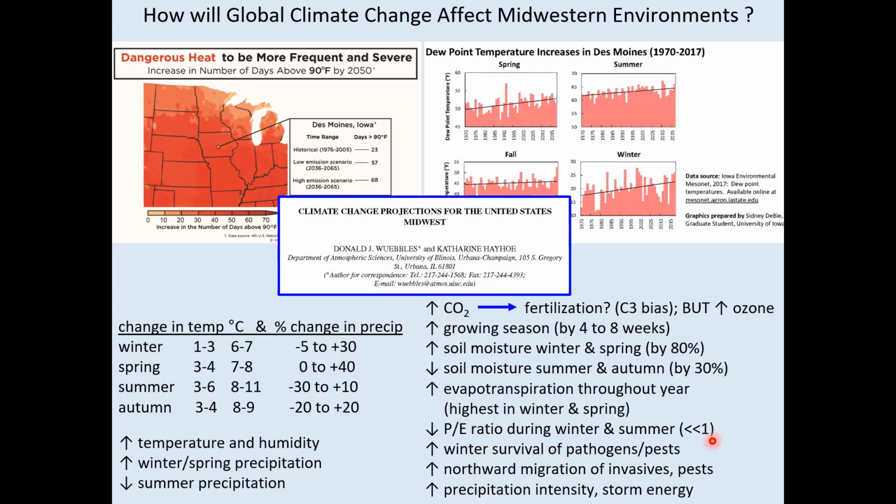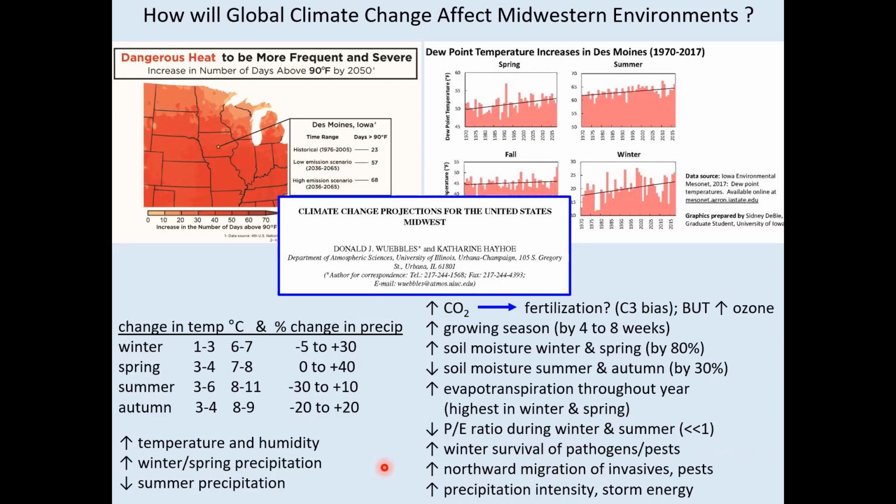So there's lots of things that can go on here, and the point is that it's hard to say for sure. We know that it's going to be a lot more variable. But there are some other things related to climate that come in other forms: increased winter survival of pathogens and pests, increased northward migrations of invasives and pests, and of course, increased precipitation intensity.